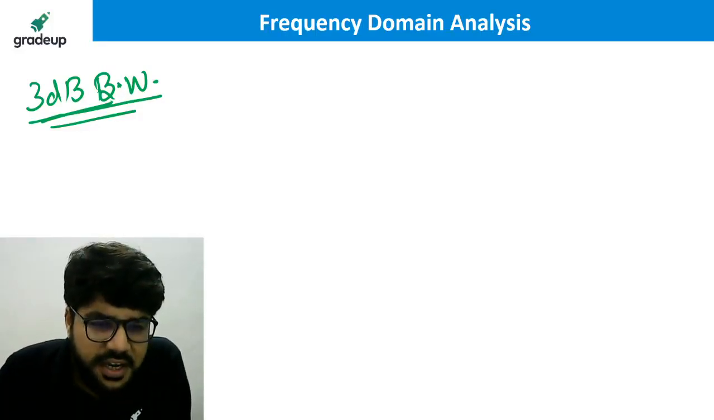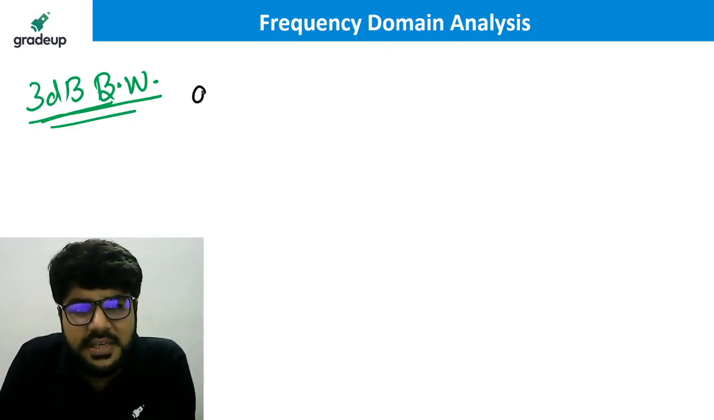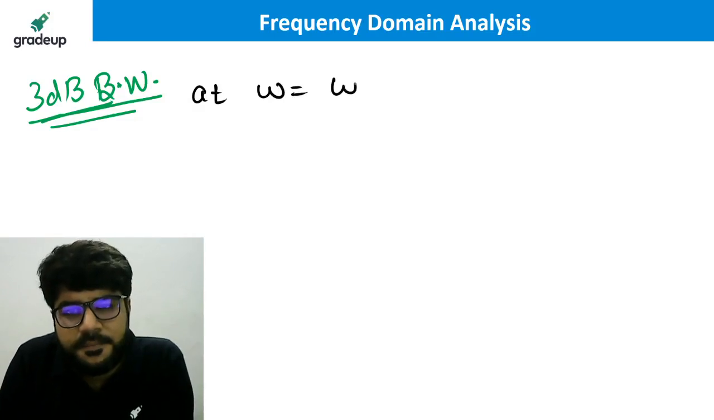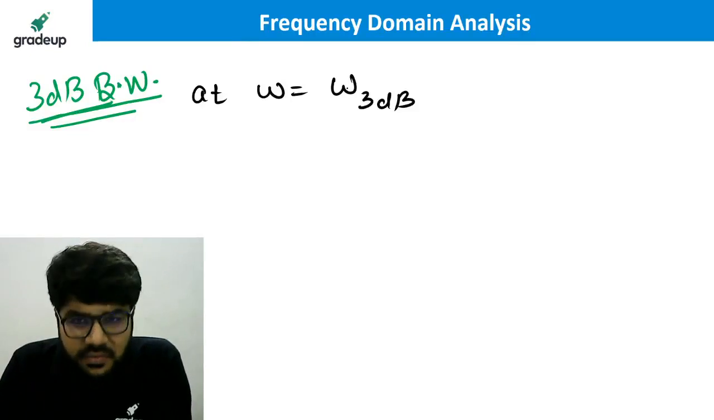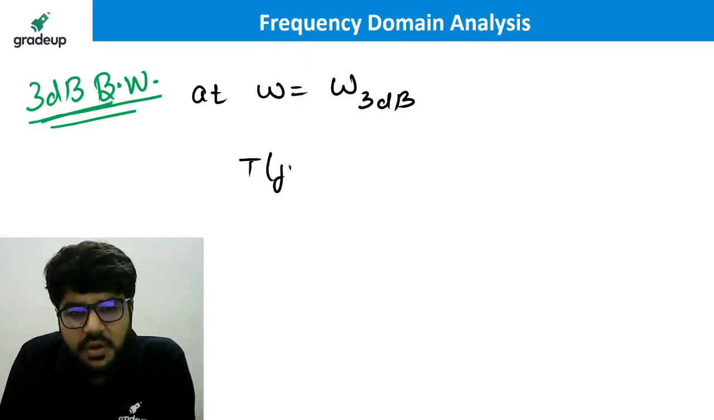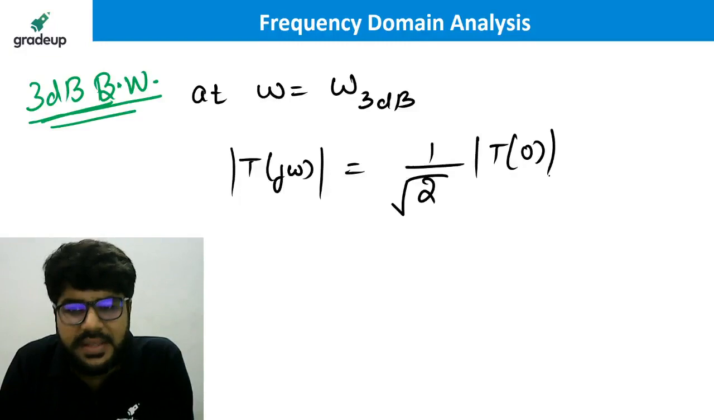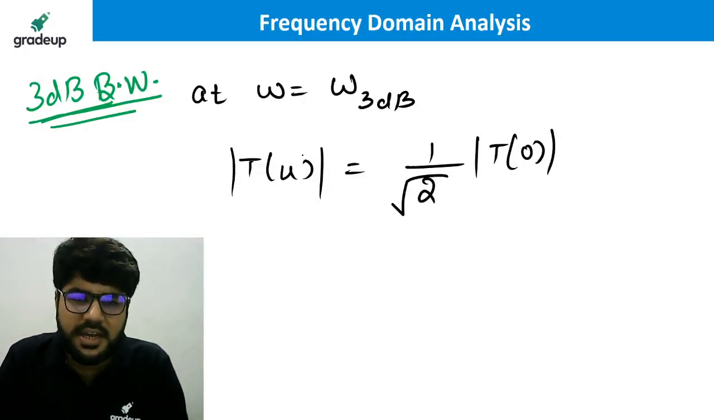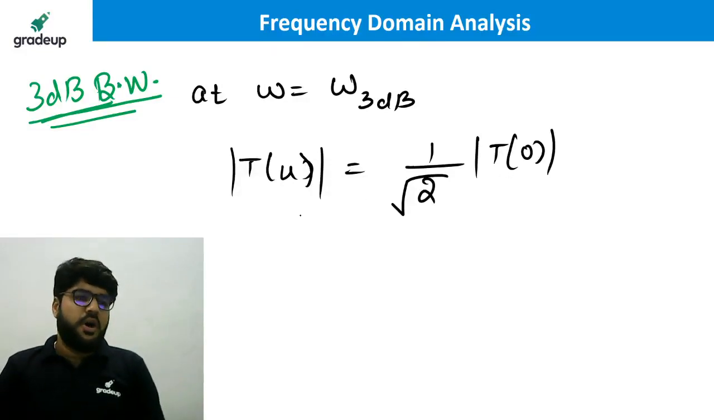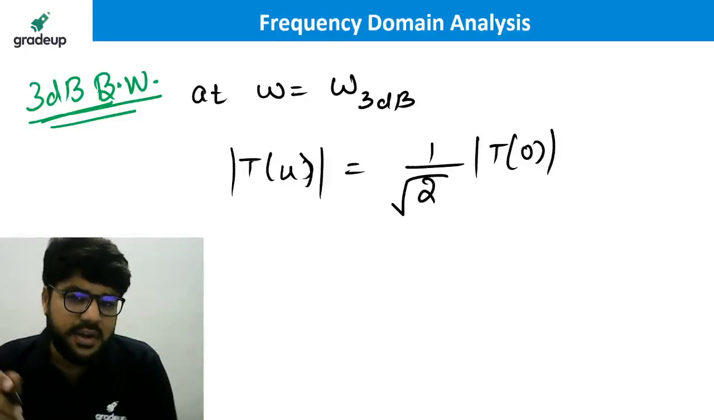What is the definition of 3 dB bandwidth? What did I tell? The final definition: it is the frequency omega 3 dB at which the magnitude mod of T(j omega) becomes 1 by root 2 times the 0 frequency value. Let me first write it in the form of u only, because if omega is 0, u is also 0. So mod of T(u) is equal to 1 by root 2 times the 0 frequency value. That is the definition I have already told you.